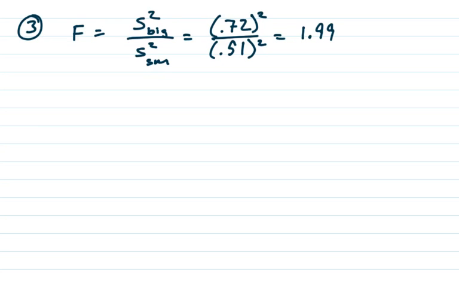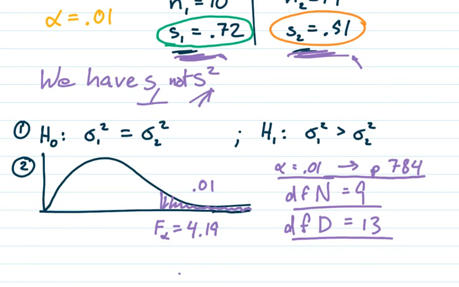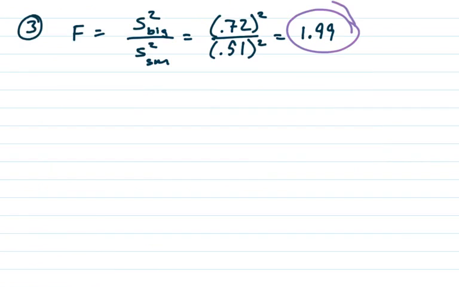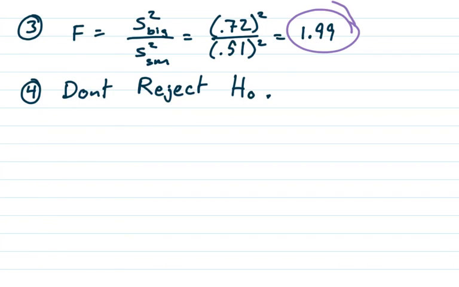All right, let's take a peek back and see where that was. Let's see, that's purple. We'll scroll back to the previous page and notice 1.99 is right here. So notice that this is not in the rejection region. So don't reject H subscript 0. And then step 5 will summarize.